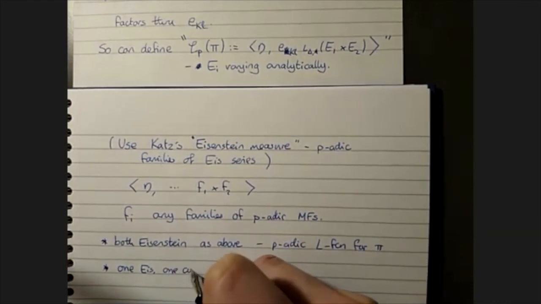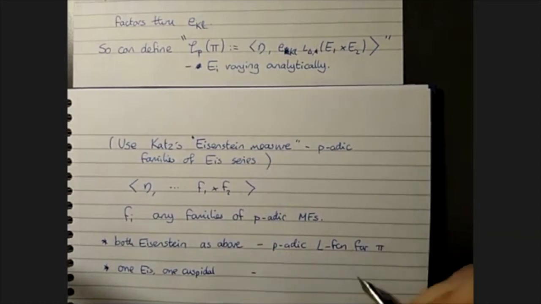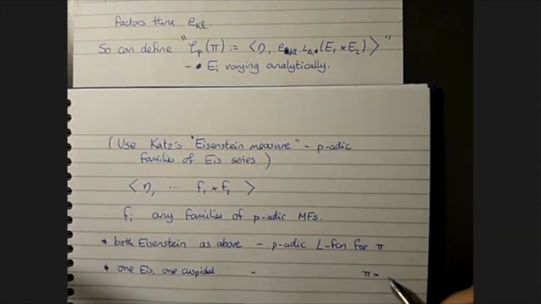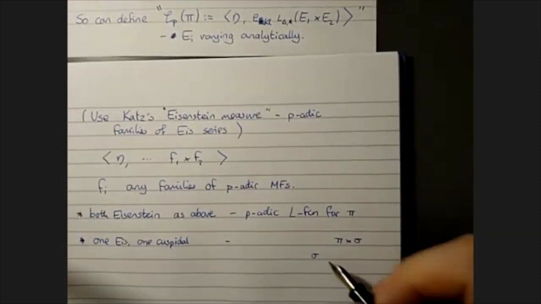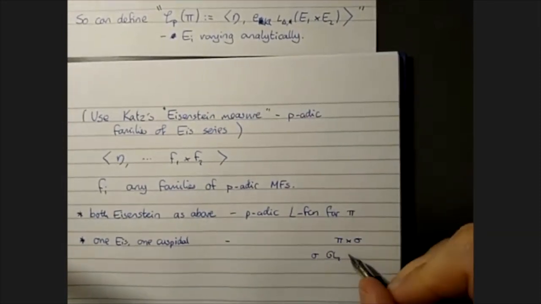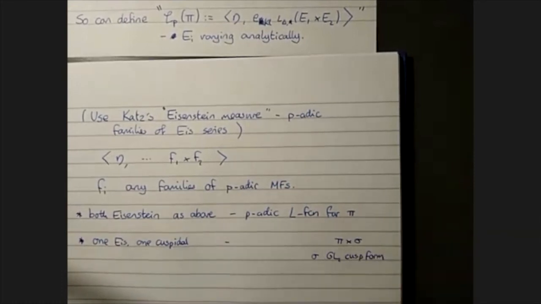but you can also take one Eisenstein and one cuspidal. And then you get a p-adic L function for pi times sigma, where sigma is GL2 cuspidal, an automorphic representation generated by a GL2 cusp form.